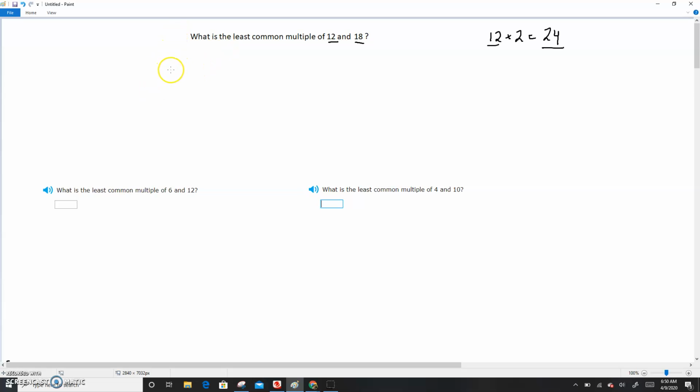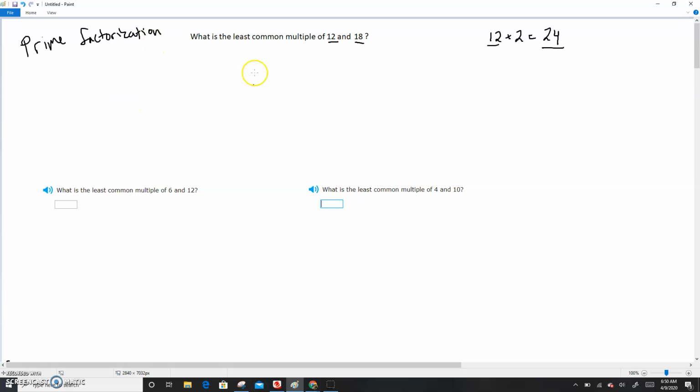So if you haven't done prime factorization yet on today's list of skills, go ahead, pause this, do that now. Good. Let's take a look at this question. We want to know the least common multiple of 12 and 18. In order to do that, we are going to find the prime factorization of both of those numbers.